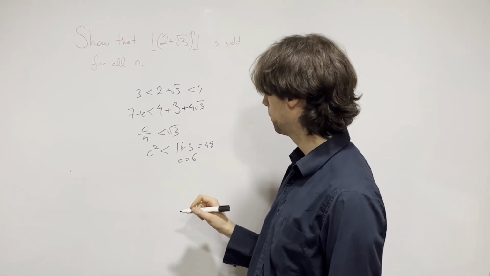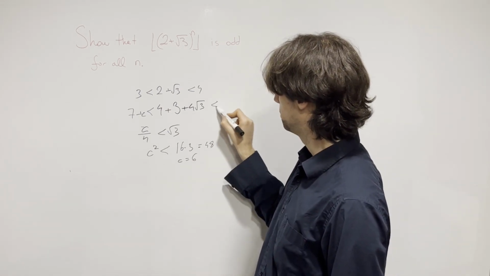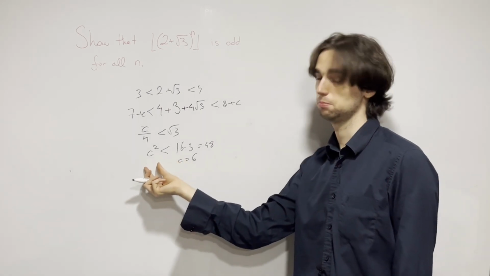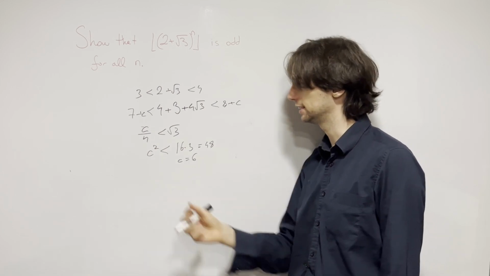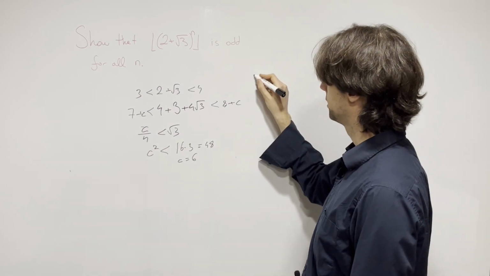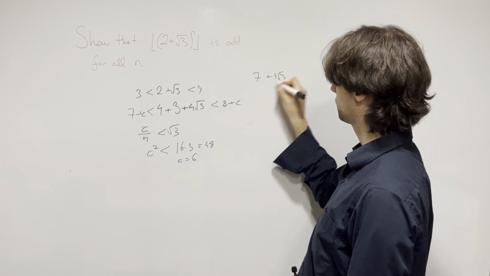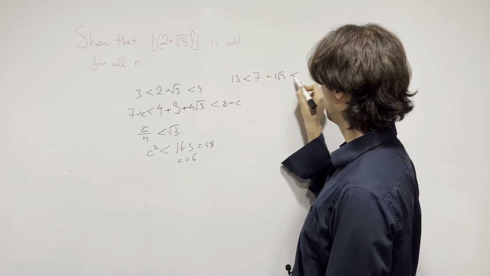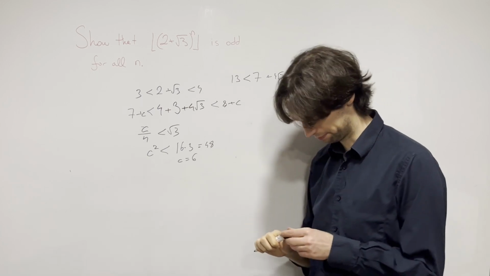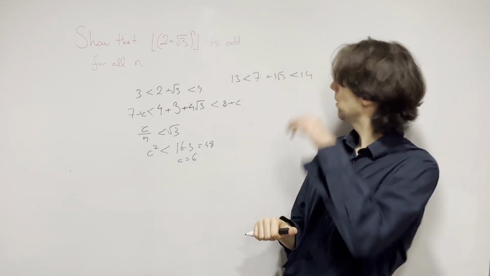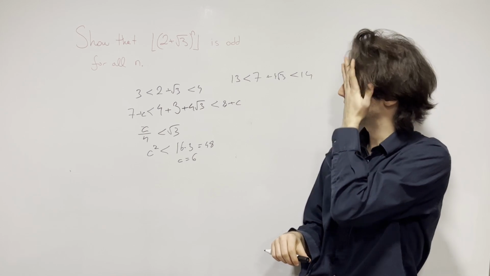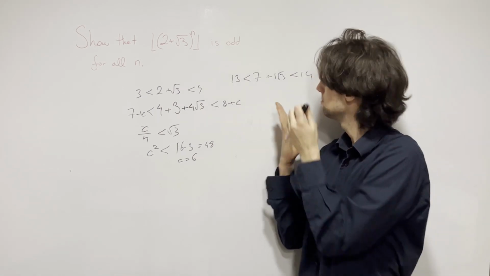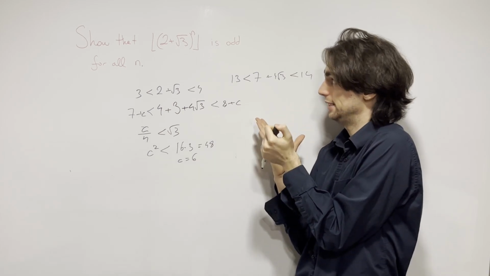Okay, and this is going to be less than 8 plus c. Now looking at the biggest positive integer which satisfies this, I'll have 7 plus 4 square roots of 3 is going to be less than 7 plus 6, which is 13, less than 14. Now, I don't know about you, but this did not seem to come up with a pattern for me. I could not figure out what the idea here was.